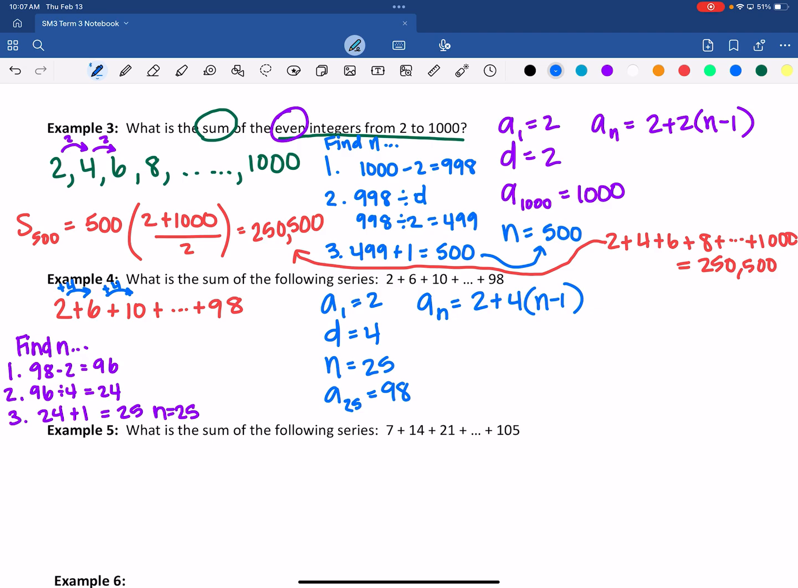So our 25th number is 98. So if it ever gets tricky to find n, just use that technique: last minus the first, divided by the common difference, plus 1.